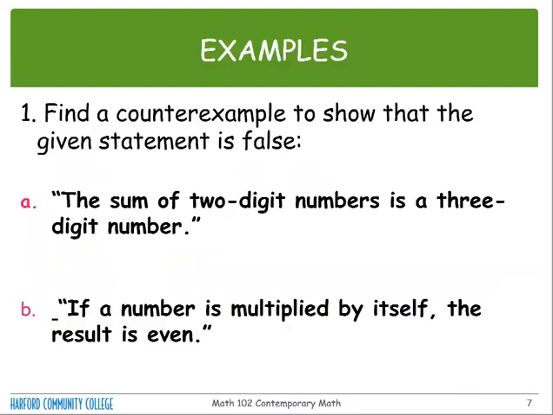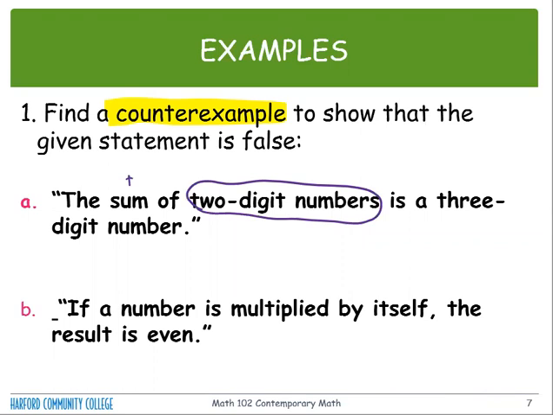Next are some examples that help you to find the counterexample. For part A here, the sum of 2-digit numbers is a 3-digit number. So this is the statement. As you see, the sum means plus, to add two things together. The sum of two 2-digit numbers, you can name any 2-digit numbers, and based on this statement the sum comes out to be a 3-digit number, but there are so many examples that prove it's not true.